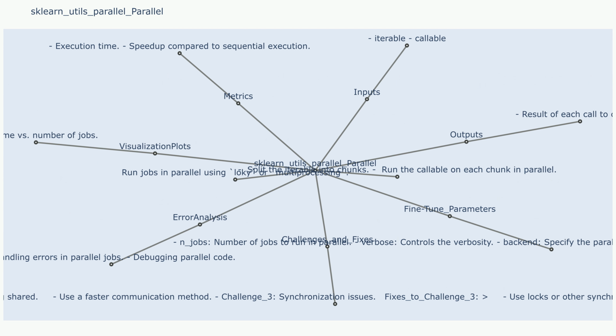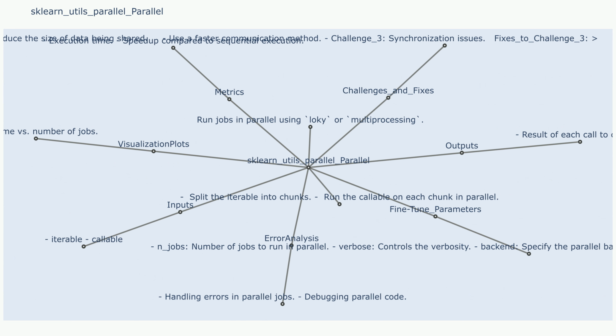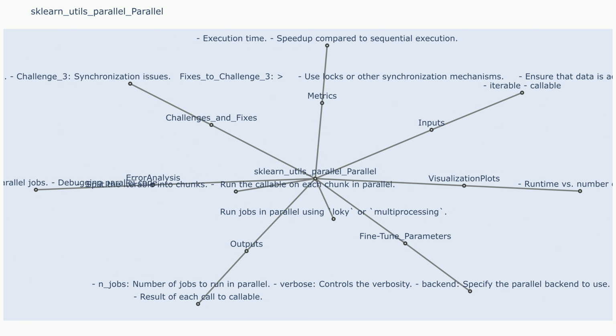Challenge 3: serialization issues. Certain data types or objects may not be serializable, preventing them from being transferred between processes or threads. Sample use case that resulted in challenge 3: parallelizing a function that utilizes custom objects that are not picklable. Fixes to challenge 3: ensure that all data types used in the parallel function are serializable. Implement custom serialization and deserialization methods for non-picklable objects. Consider alternative data structures or libraries that provide better support for serialization.